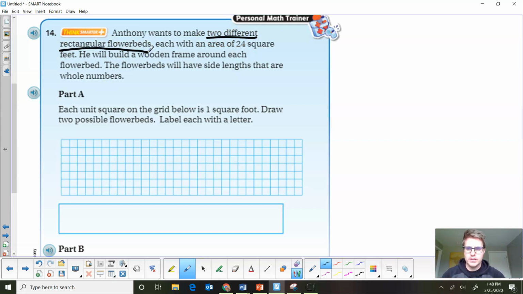So many flower beds. Come on, people. Let's make a deck or something. Something cool, more manly than flower beds. I guess a garden's kind of like neutral. I like gardening.